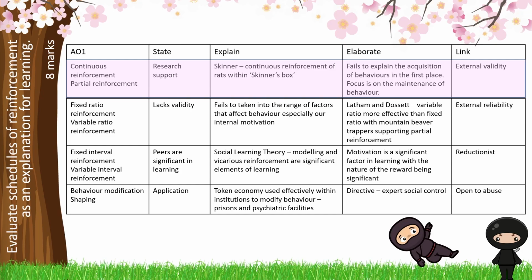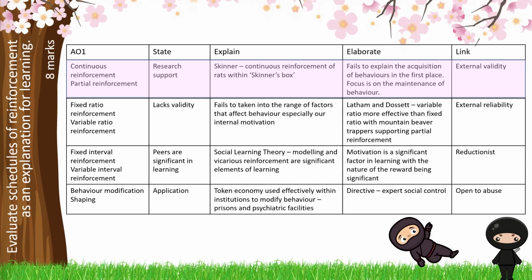Then we're saying there's research support for continuous reinforcement, and that comes from Skinner and Skinner's box, because the rats were continually reinforced with the food pellet. Every time they pulled the lever, they got a food pellet. We're going to counter that, because it fails to explain how we initially get those behaviours. It doesn't explain why the rat initially decided to scrabble around the cage and pull that lever. Therefore, when we're talking about schedules of reinforcement, it's more about how we continue to have a behaviour or maintain it. Here we're talking about a lack of external validity in that it's only explaining certain behaviours.